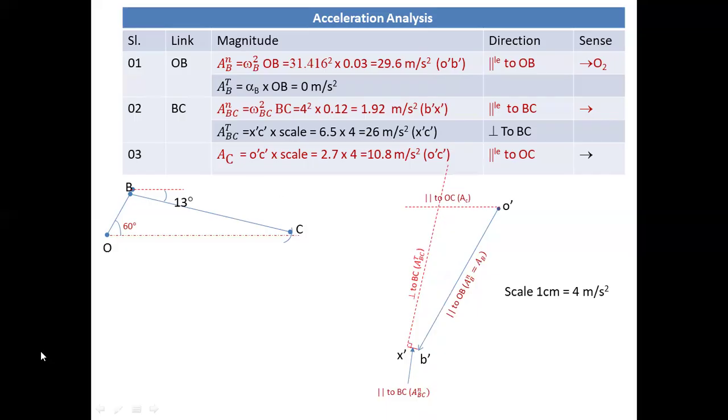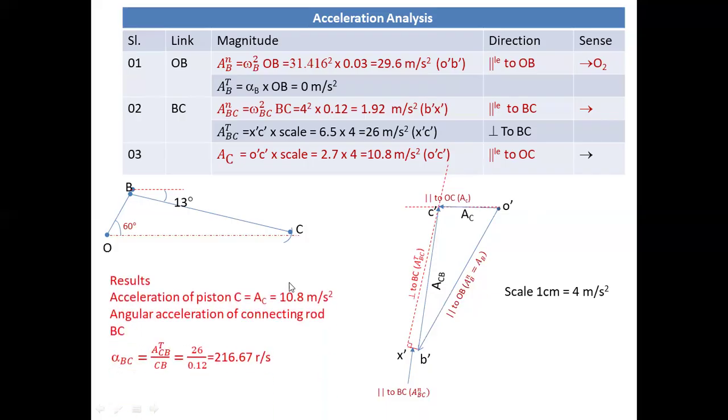There is one more part. This is the acceleration for slider C, which will be in the horizontal direction. So the intersection of this line and the perpendicular line will define the orientation of C dash, that is the orientation of slider C. So just connect C dash and B dash, and C dash and O dash. So we can determine the orientation of C. So we have to find out the acceleration of slider C. So just measure the distance, multiply by scale. If you multiply this distance into scale, this value is around 2.7 centimeter, 2.7 into 4. This will be around 10.8 meter per second square.